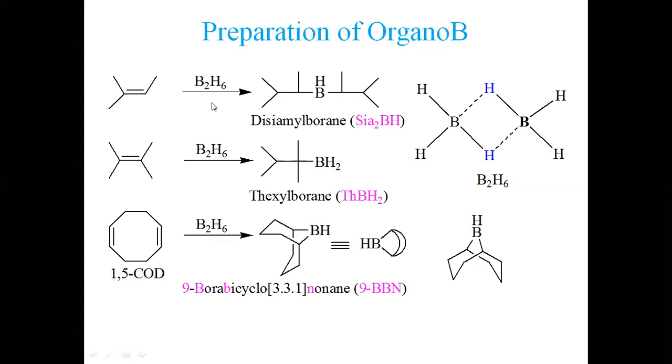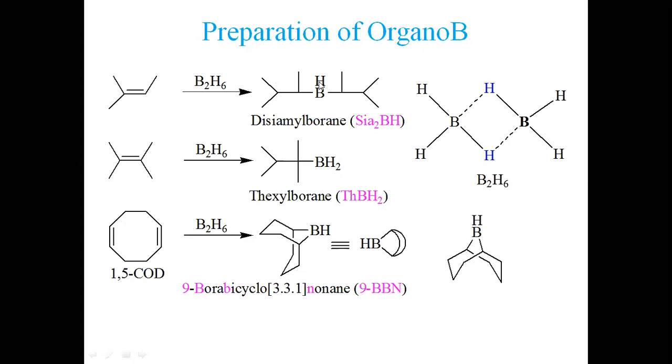No doubt this addition shall be a syn addition. We are not talking about stereochemistry here. I am just going to present a variation in these entities. What is this group called? This group is commonly called siamyl, S-I-A-M-Y-L, siamyl, right? So two siamyls are there. This is called disiamylborane.